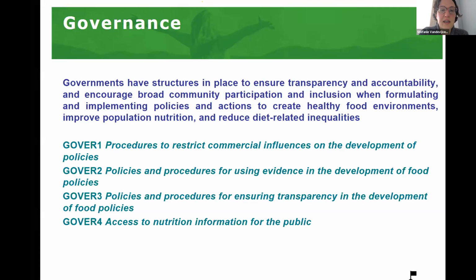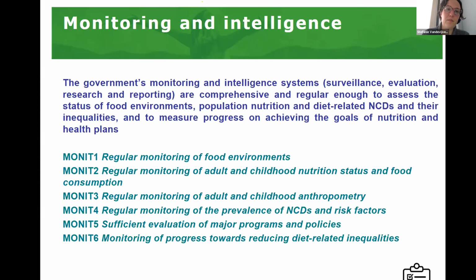The second indicator is looking at policies and procedures for using evidence in the development of food and nutrition policies. The third one is looking at the issue of transparency in development of food and nutrition policies. And then the last one is evaluating government, whether there's sufficient access to nutrition information for the public.